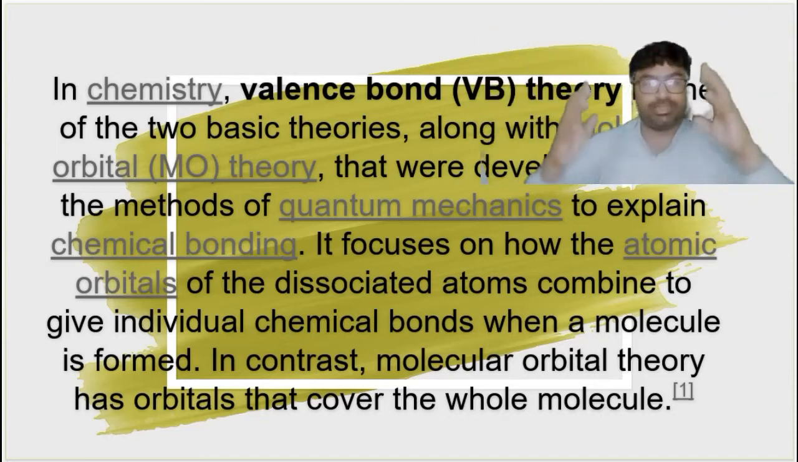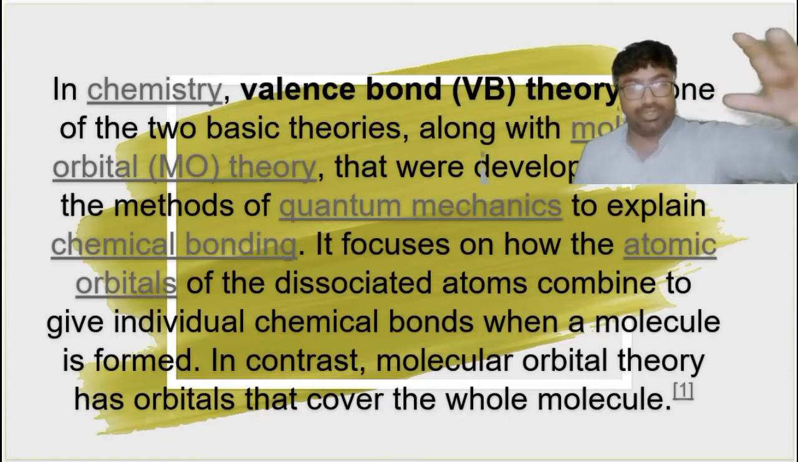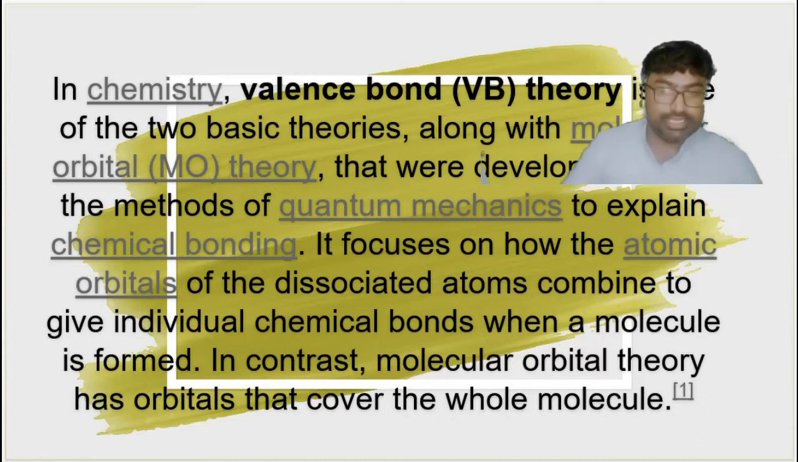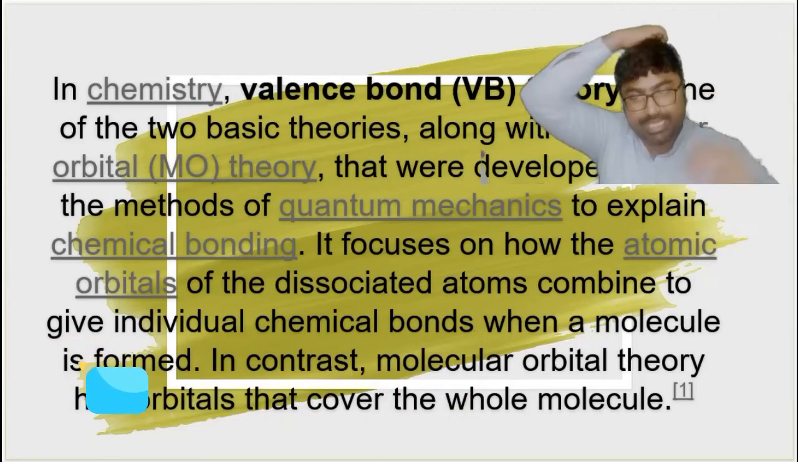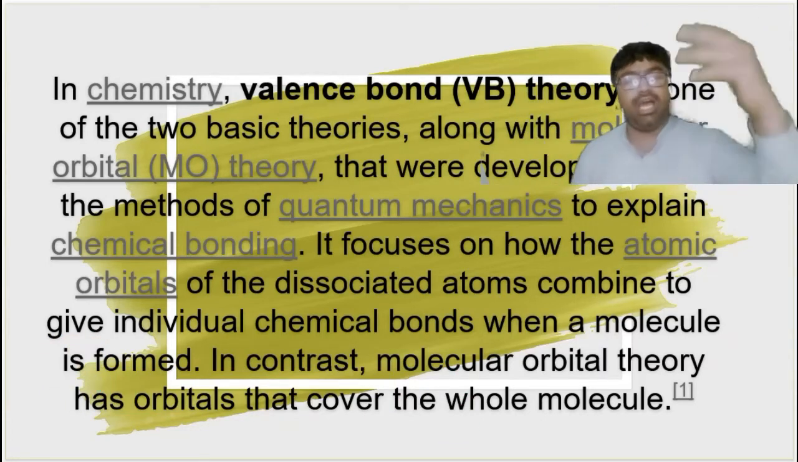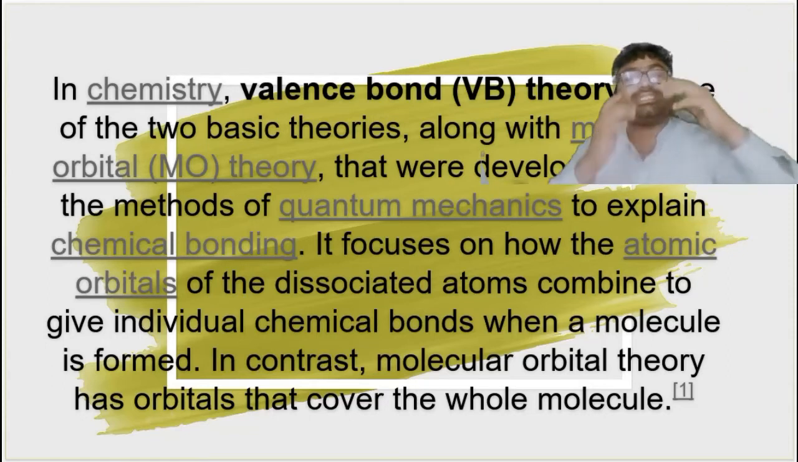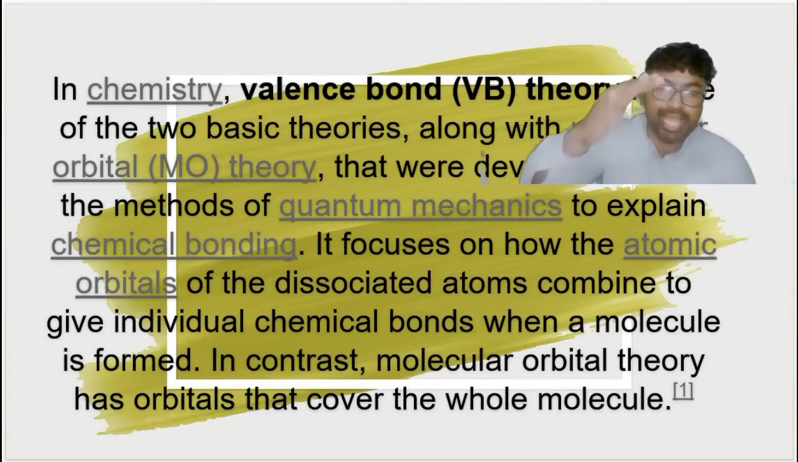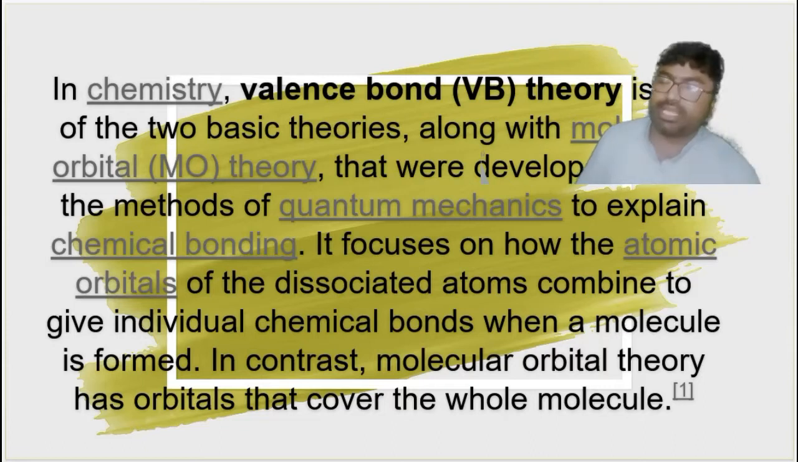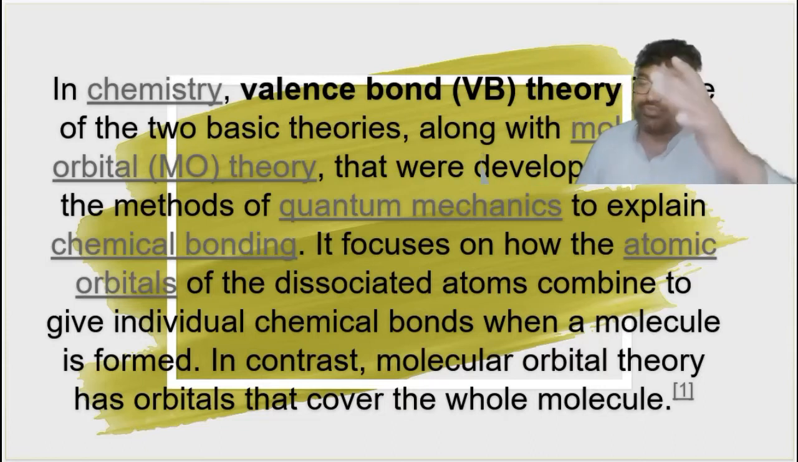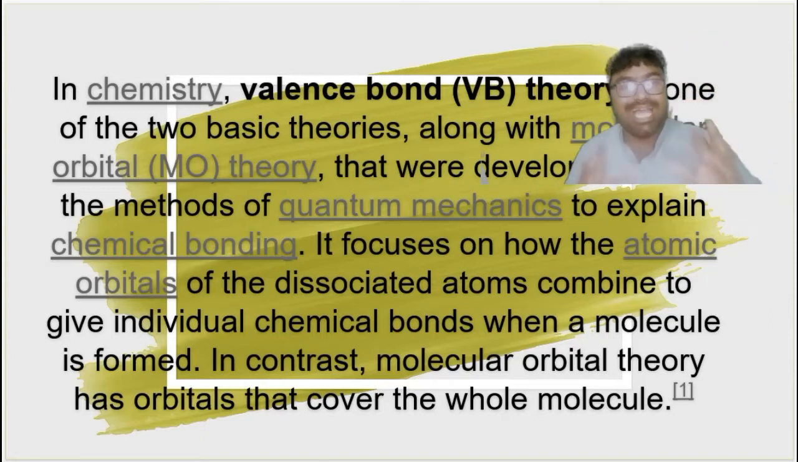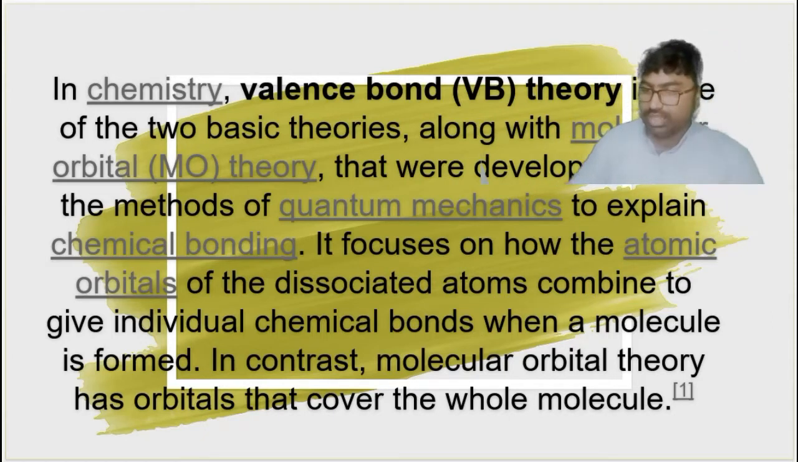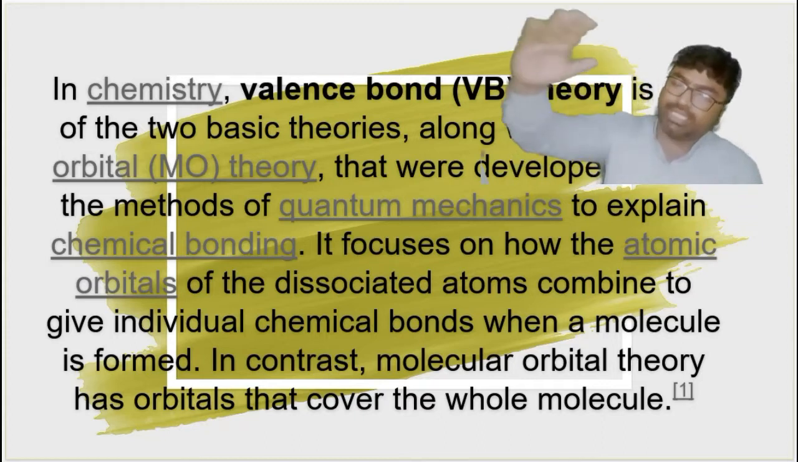It is one of the two most basic theories, along with molecular orbital (MO) theory, that were developed to use the methods of quantum mechanics to explain chemical bonding. It focuses on how the atomic orbitals of the dissociated atoms combine to give individual chemical bonds when a molecule is formed. In contrast, molecular orbital theory has orbitals that cover the whole molecule.